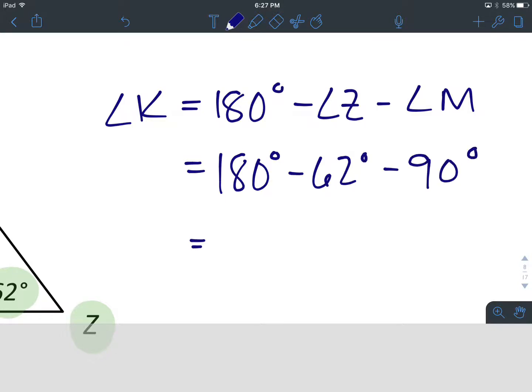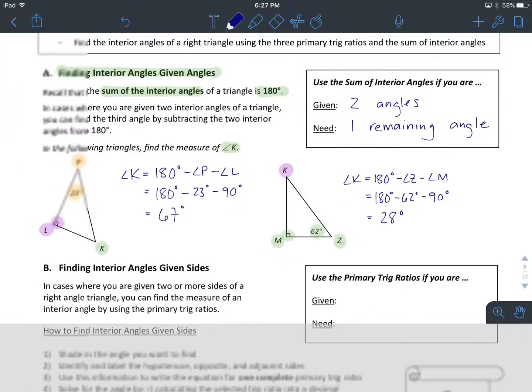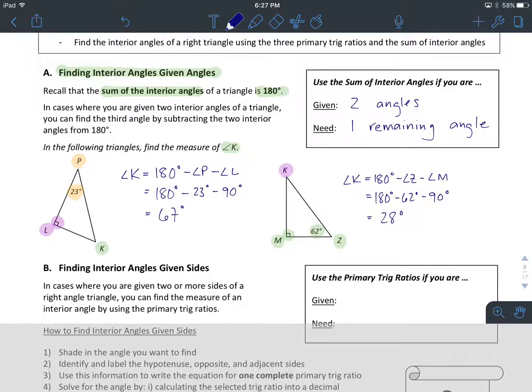And again, we type that into our calculator. 180 degrees minus 62 degrees minus 90 degrees, and that gives us 28 degrees. If you got there, congratulations. If you didn't, there will be plenty of time to practice on the self-assessment.